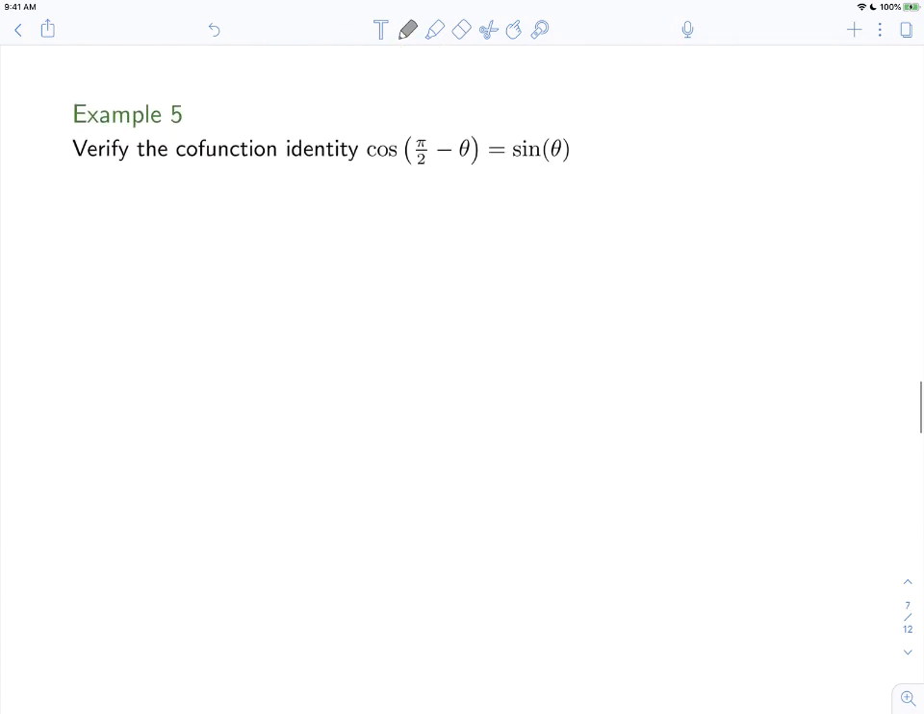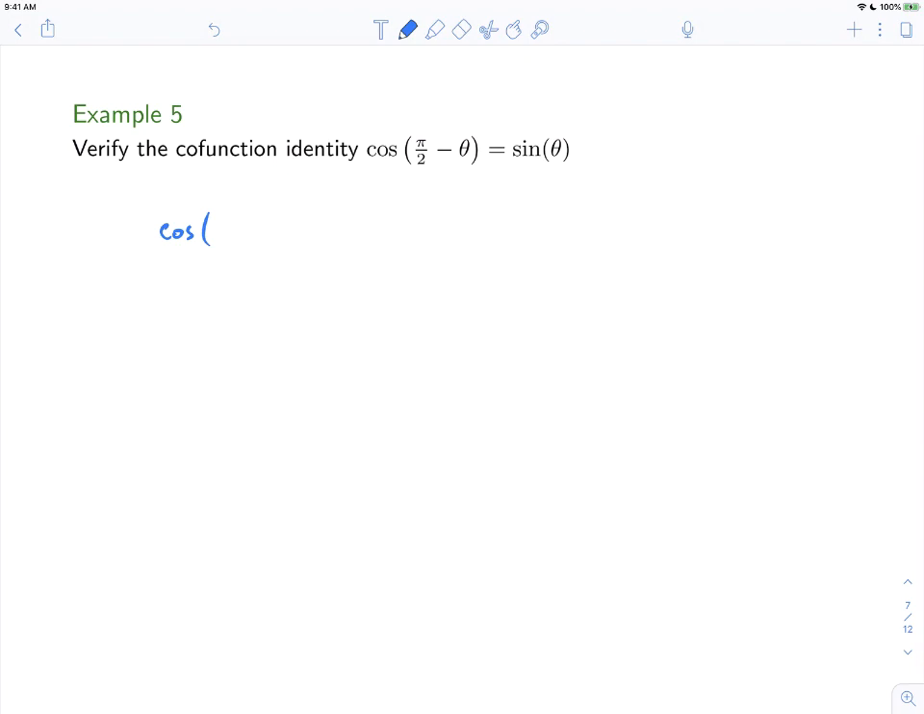Let's do another example. Actually, let's verify a cofunction identity. We've already commented on the fact that this identity is true, but you can actually prove the cofunction identity using the sum and difference formulas. So we want to show that cosine of pi over 2 minus theta is sine of theta for any angle theta. But notice that this is the cosine of a difference of two angles. So we can just use the difference formula for cosine.